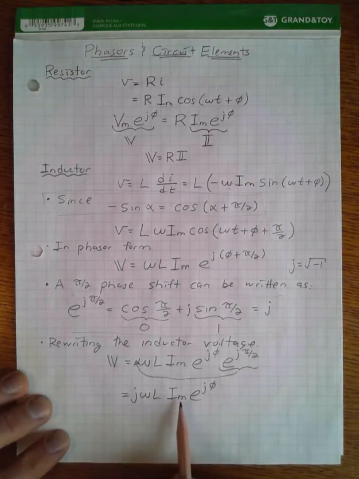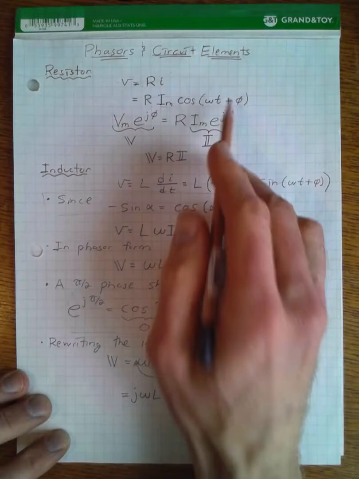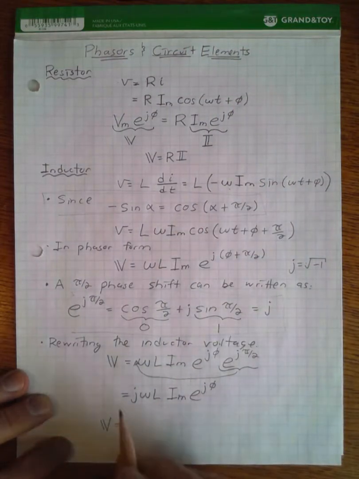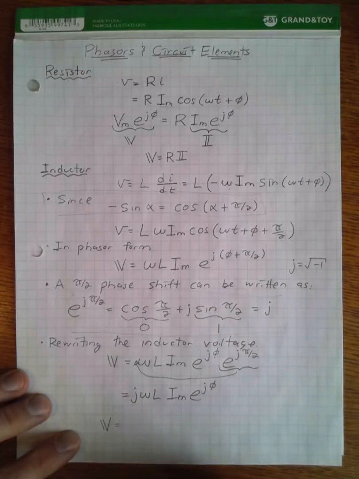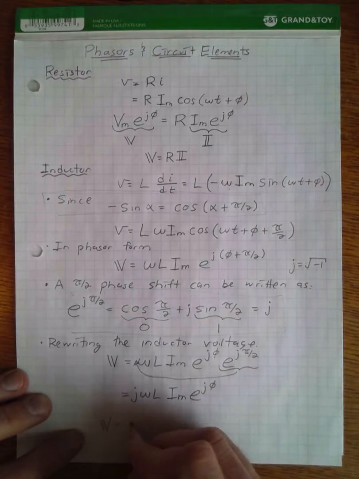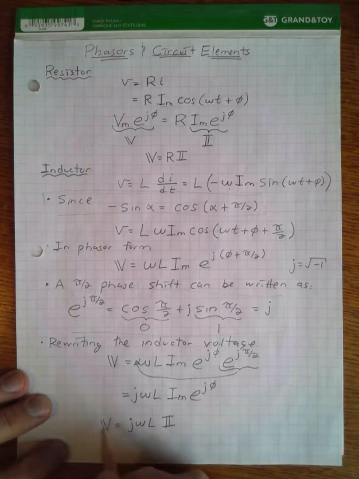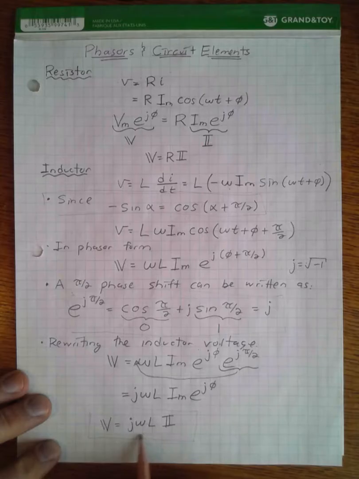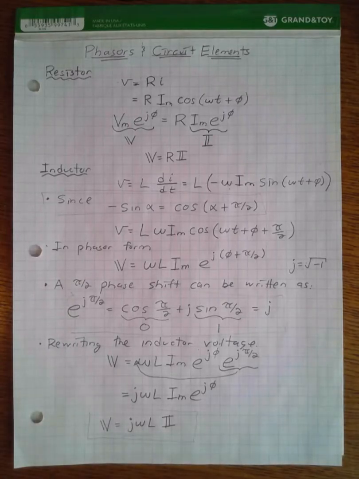Right? And so now we're back to our original current phasor, with an amplitude of Im and a phase shift of phi. And so to wrap this up, the voltage across our inductor is equal to j omega L times the current. And as we're going to see, we understand this as the complex impedance of that inductor.